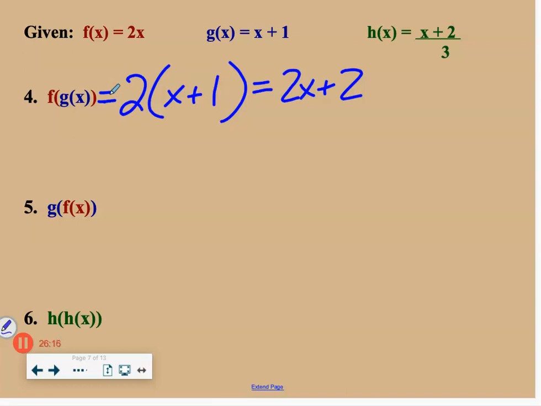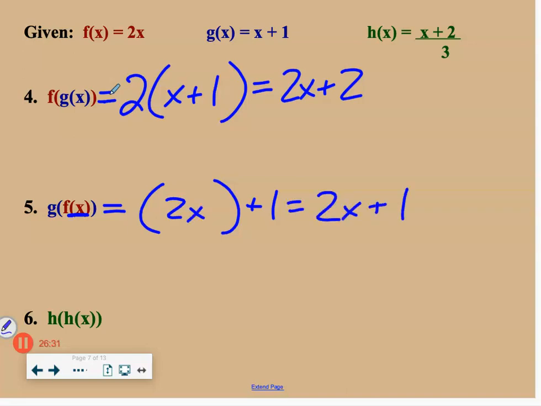All right, does everyone feel pretty comfortable with that part? Okay, g of f of x, same thing in reverse. My g of x function is something plus 1. What goes into the something? It's whatever f of x is, which is 2x. You don't even need the parentheses, so you just write 2x plus 1.